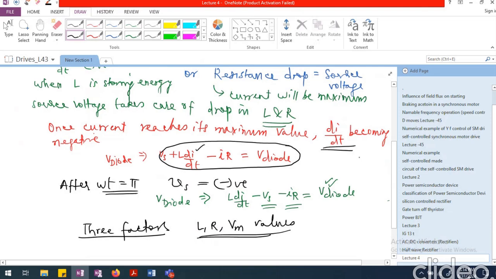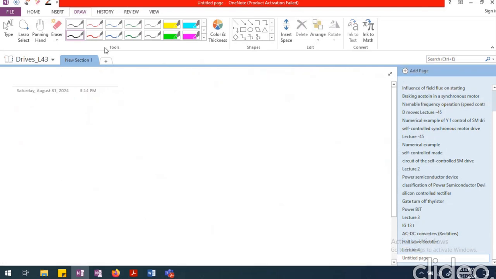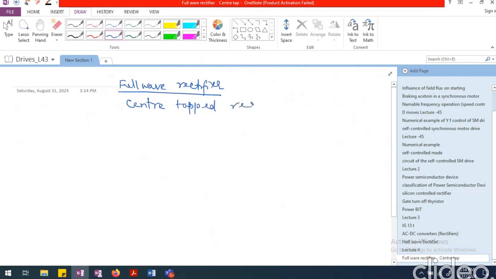So much so for this half-wave rectifier. Let us try to look at a full-wave rectifier, which is going to be with a center tap transformer. So we will call this the center tapped rectifier configuration.